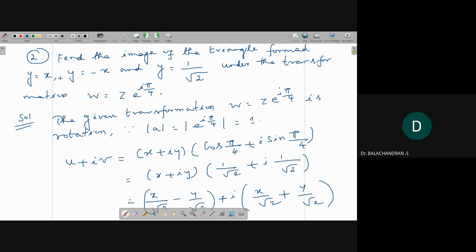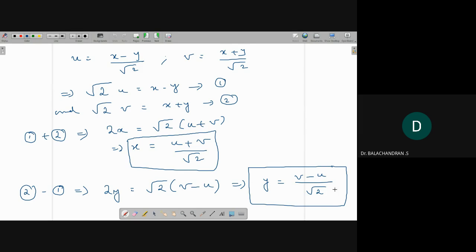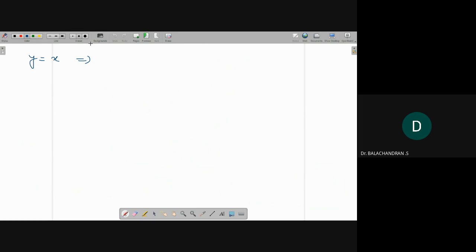First, I am going to find the image of the line y equal to x. So what is y, what is x? Now I am going to equate the right hand side of these two. It is (v minus u) by root 2 equal to (u plus v) by root 2. So root 2 gets cancelled, and v gets cancelled. 2u equal to 0, so u equal to 0. So u equal to 0 means the imaginary axis in the W plane, that is the V axis.